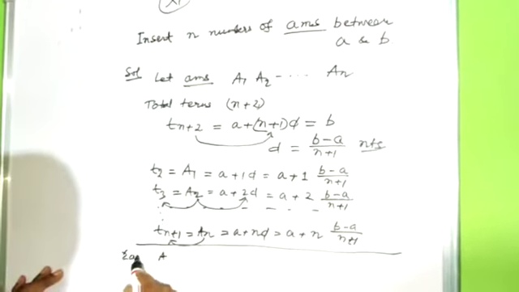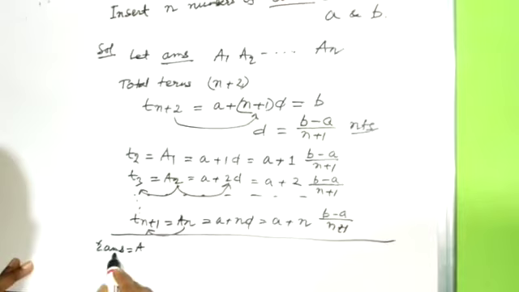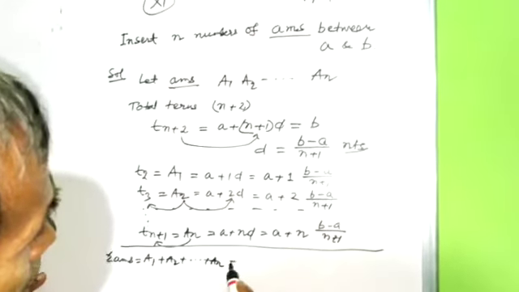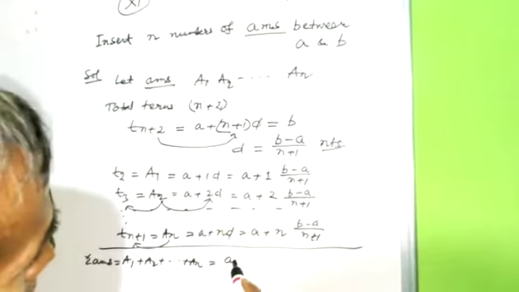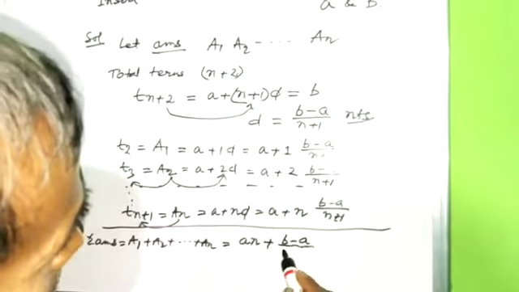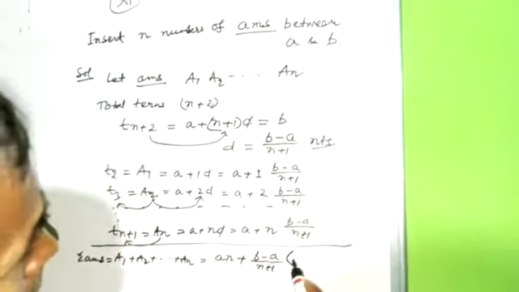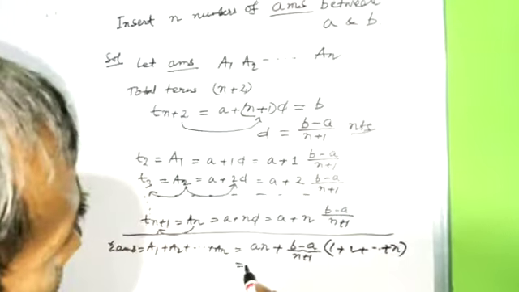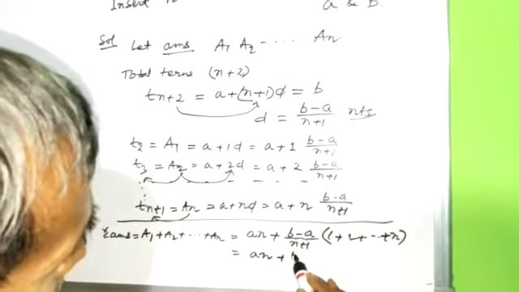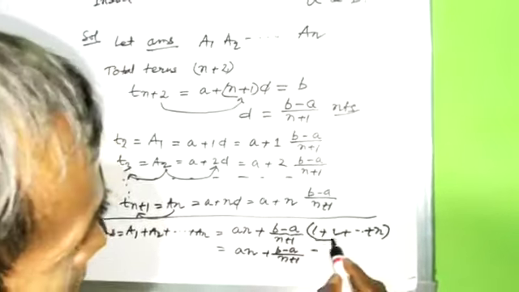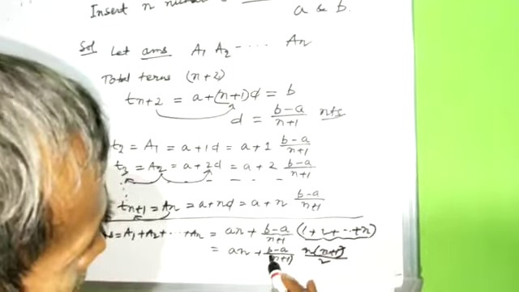Now, addition, sigma of arithmetic means equals A1 plus A2 plus ... plus AN, equals AN times A, plus (B minus A) by (N plus 1) into (1 plus 2 plus ... plus N), equals AN plus (B minus A) by (N plus 1) into, this is the formula, N into (N plus 1) by 2. N plus 1 cancels.